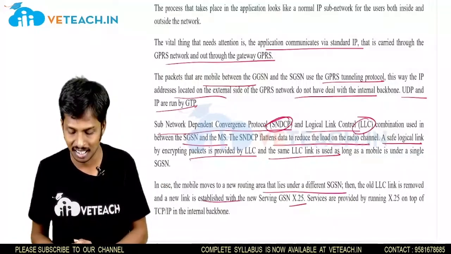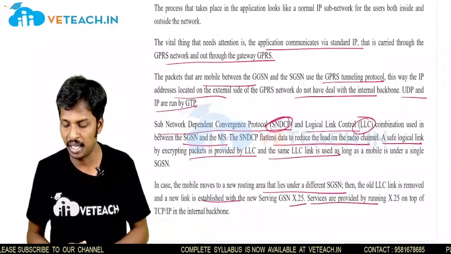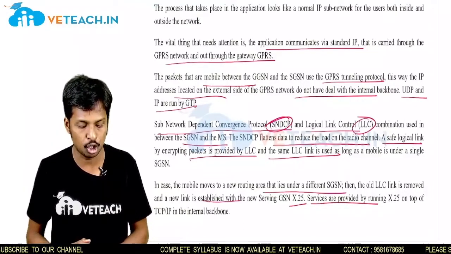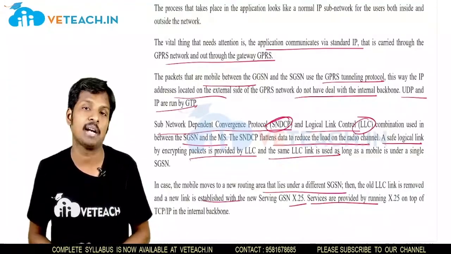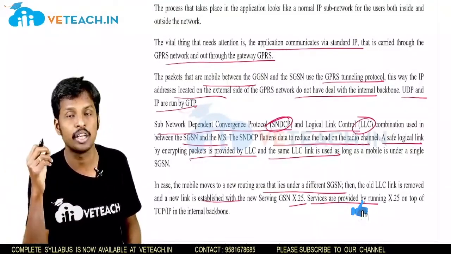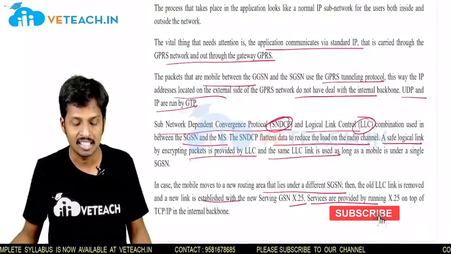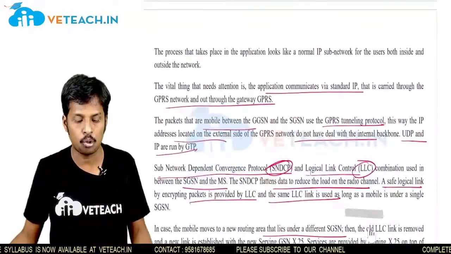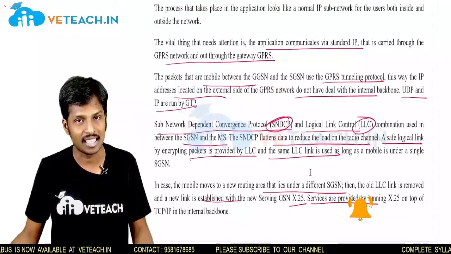Services are provided by running X.25 on top of TCP/IP in the internal backbone. In the internal backbone, on top of IP, we are going to run this X.25 to provide all these services. These are the different types of protocols that are present in GPRS.